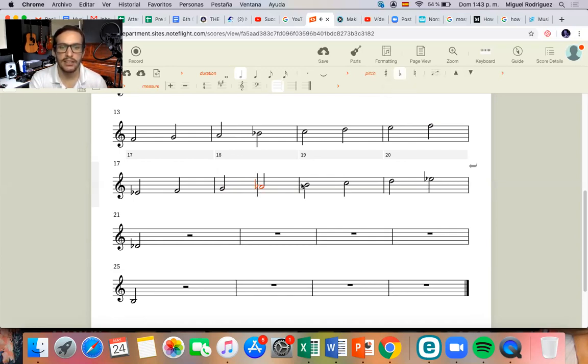From A flat to B, we need a whole step. But from A flat to B, we have more than a whole step. We have a whole step and then a half step. So it's bigger. So to make this smaller, again, we make the B flat. Okay. Then we have from B flat to C, we need a whole step.